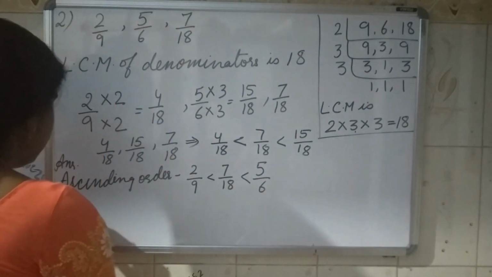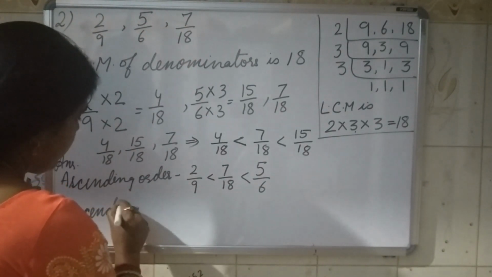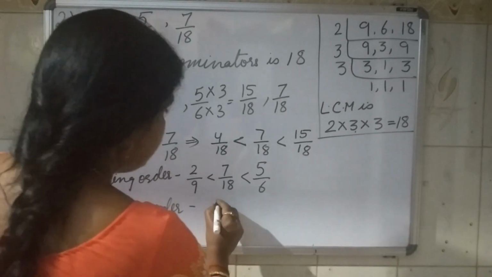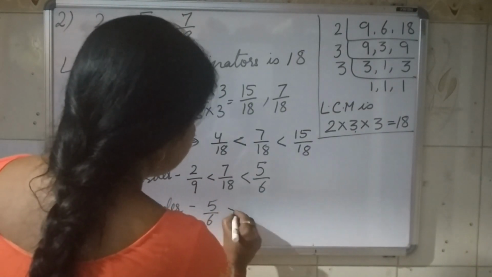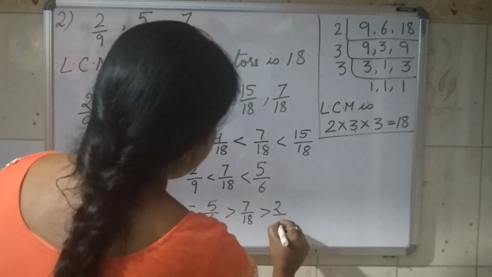Then the next is descending order, and descending order is just the opposite of this. 5 upon 6 is greater than 7 upon 18 is greater than 2 upon 9.